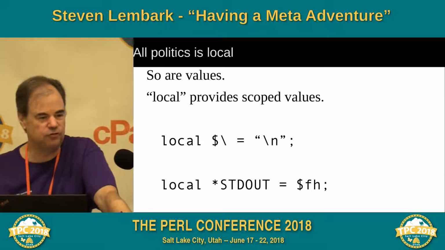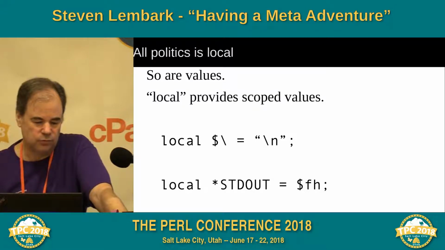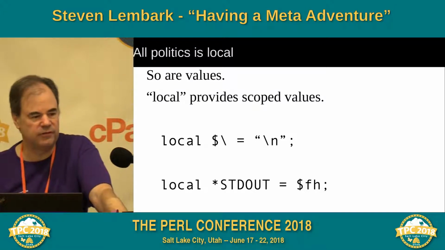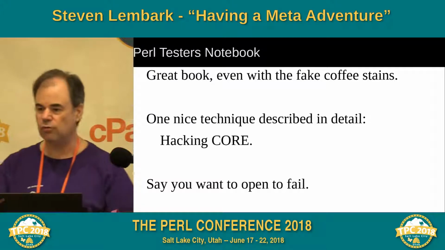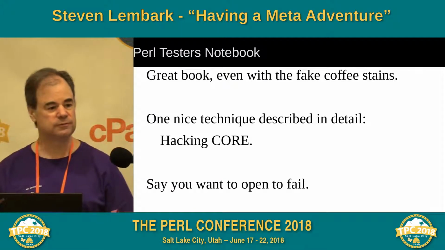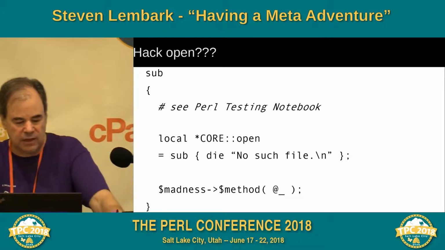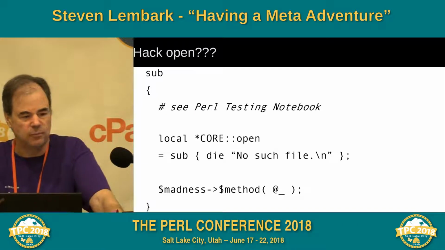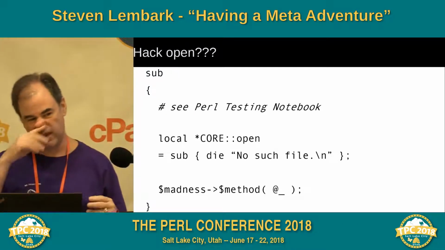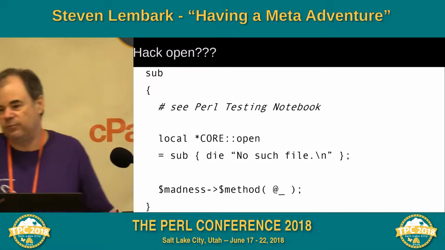So people here are used to local, right? I don't have to explain that. Usually you think of it with something like $/ for print and new lines, or taking standard out and dumping it into a file. But I can use local to hack the Perl core. I'm not going to go into all the niceties of how to go about it, but let's just say I want to check a bunch of methods in my code for whether or not they can handle a failed open on a file. All right, that's something we all want to do.